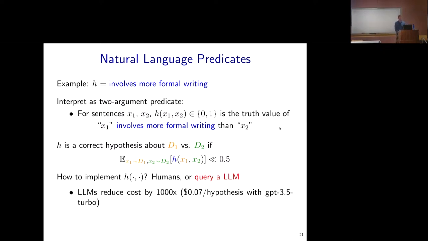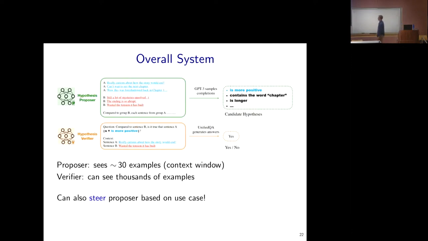Like I said, we'll do it by querying an LLM. If you compare MTurk costs to GPT-3.5 turbo costs, it's about a 1,000x reduction in cost, which is significant. Okay, so here's the overall system, right? We have this hypothesis proposer that takes in data and generates candidate hypotheses. Then given these hypotheses, we have this hypothesis verifier that evaluates and re-ranks these to say which ones are the best.